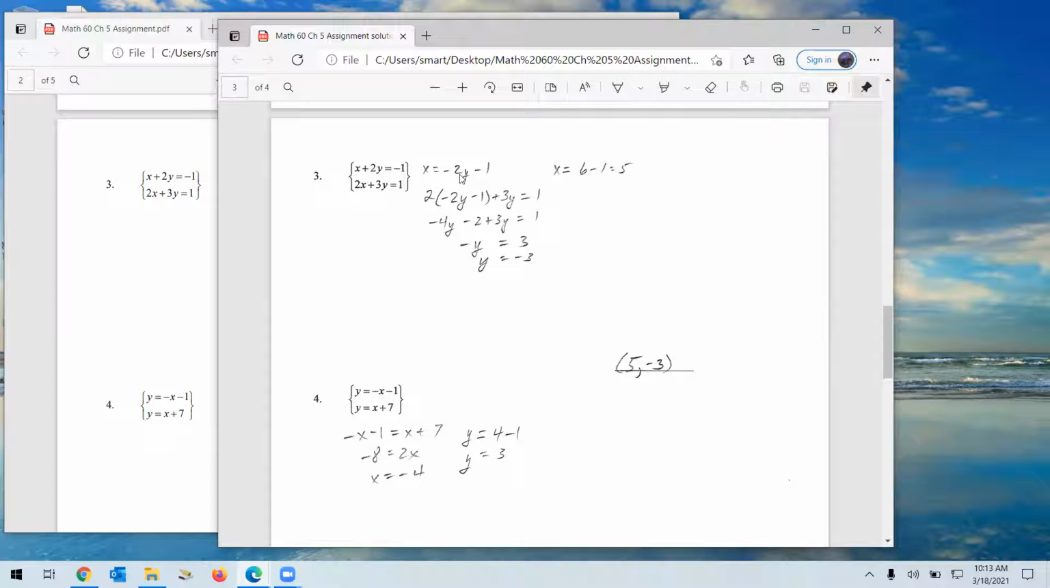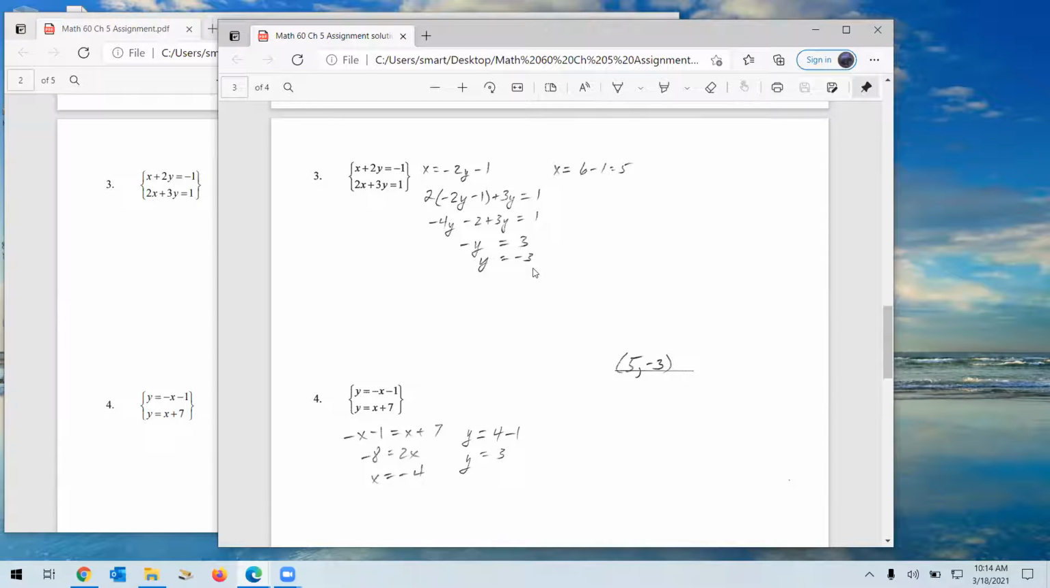Subtracted the y's. So that was my expression, negative 2y minus 1, that I then put in instead of x. Again, parentheses, distributed the 2, negative 4y minus 2 plus 3 more y's equals 1. Combine the y's, negative y, and then added the 2 and got a 3. So y was a negative 3.